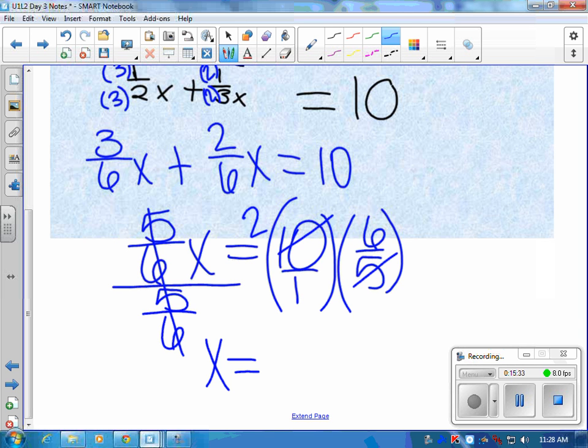10 over 5 is the same as 2 over 1. 2 times 6 is 12. 1 times 1 is 1. 12 what? Talking about money.